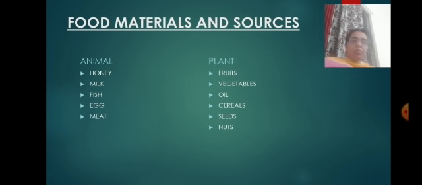Now let's talk about honey. What is honey? It is an animal product. We get it from the bees. How do bees prepare honey? Honey is nectar which is collected by bees from the flowers. So here is a question: what is nectar? You have to write the answer of this question in your classwork.